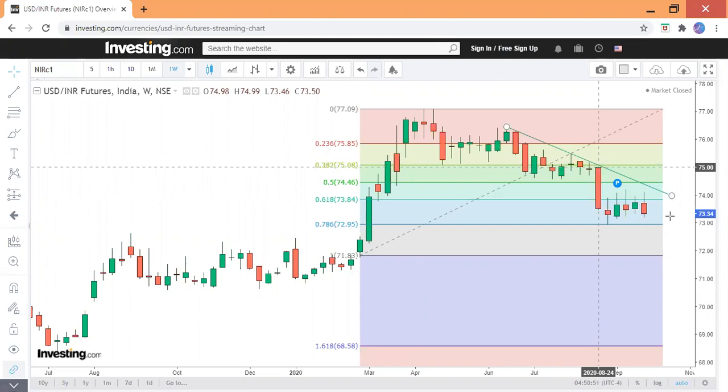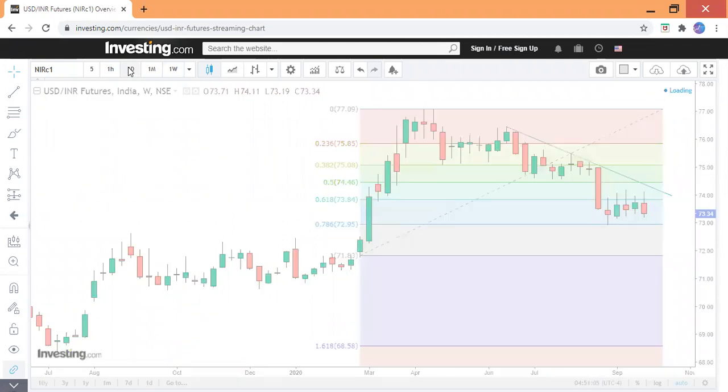And if it consolidates in the range for more days, below the trend line and in the support zone, that's good for us. The values will decay. So let us come to the daily chart.